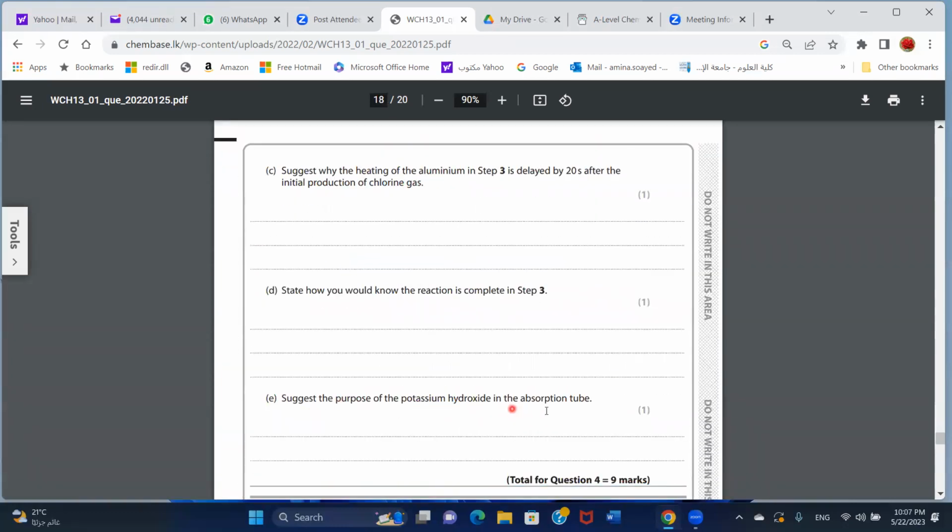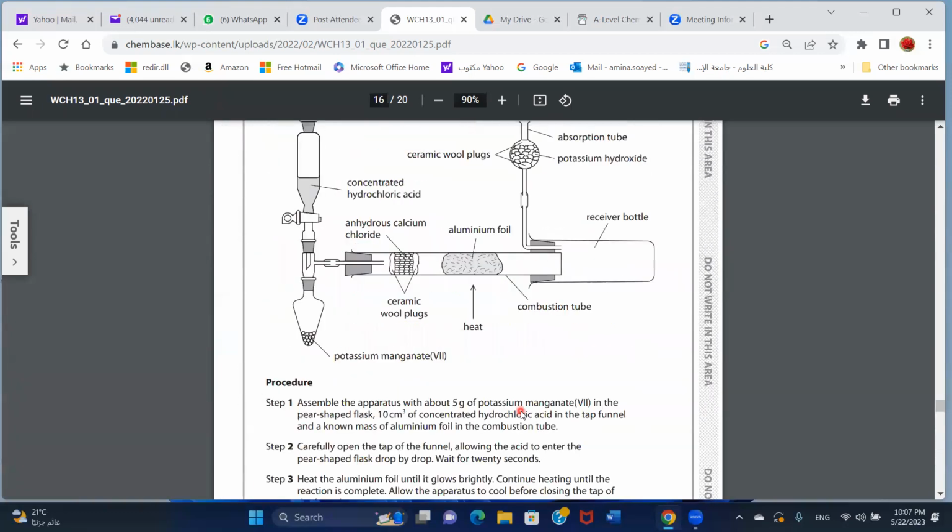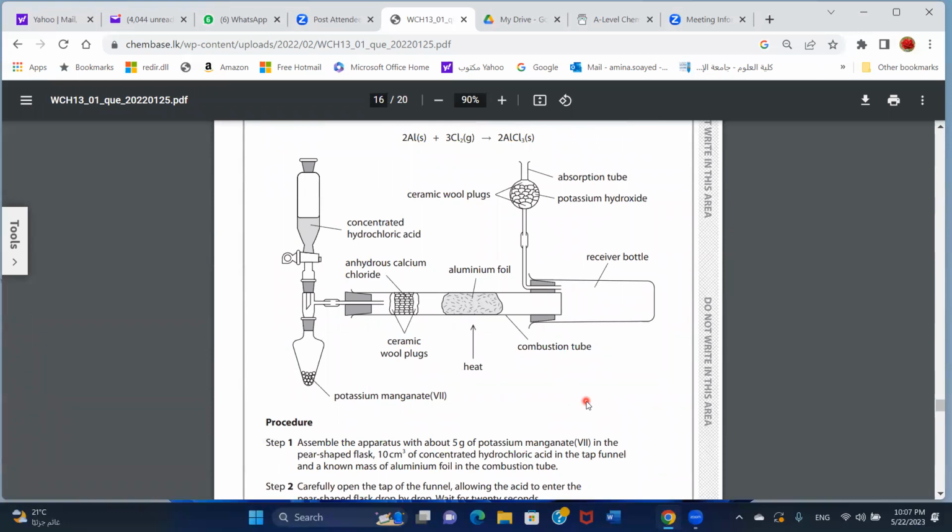Suggest the purpose of the potassium hydroxide in the absorption tube. Yes, Mavi. To finish, but why do we add sodium hydroxide? Can you please go to the diagram? Now they said suggest the purpose of potassium hydroxide in the absorption tube. Okay, now you are passing chlorine, isn't it?